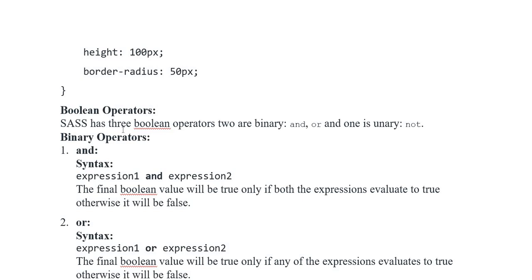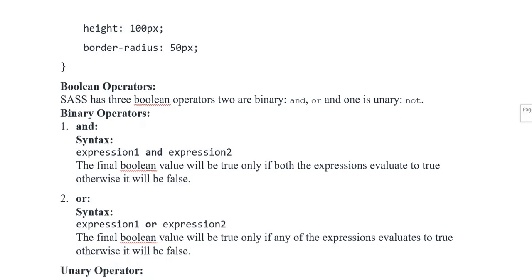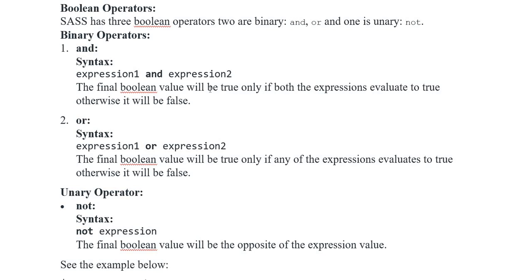Boolean operators. Sass has 3 Boolean operators, 2 are binary and 1 is unary. Binary operators and syntax. and: expression 1 and expression 2. The final Boolean value will be true only if both the expressions evaluate to true, otherwise it will be false.